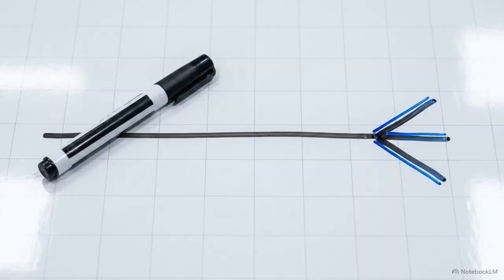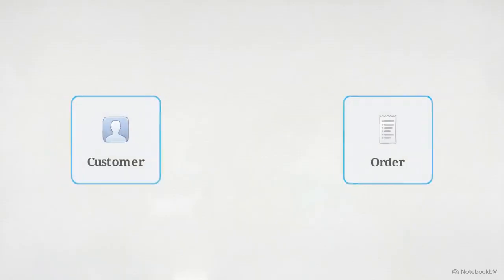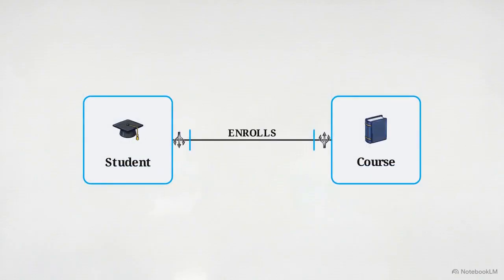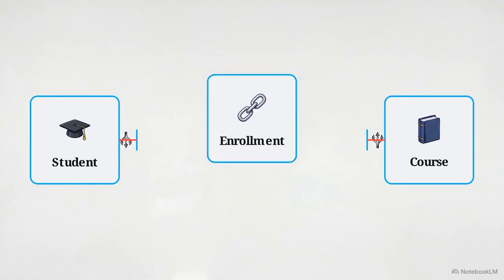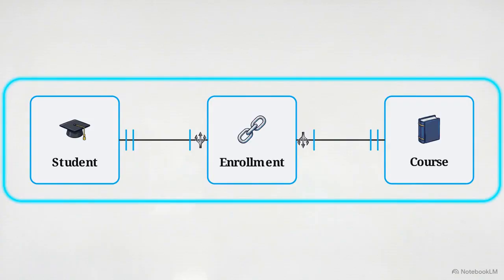To map out this architecture visually, analysts use crow's foot notation. It is an industry-standard system of lines and symbols that translates business rules into precise relationship maps. Look at this diagram. The branching marker represents a one-to-many relationship. One customer places multiple orders. But students and courses create a many-to-many relationship. Databases can't implement this. To solve it, we insert a junction entity, splitting the connection into two one-to-many relationships.